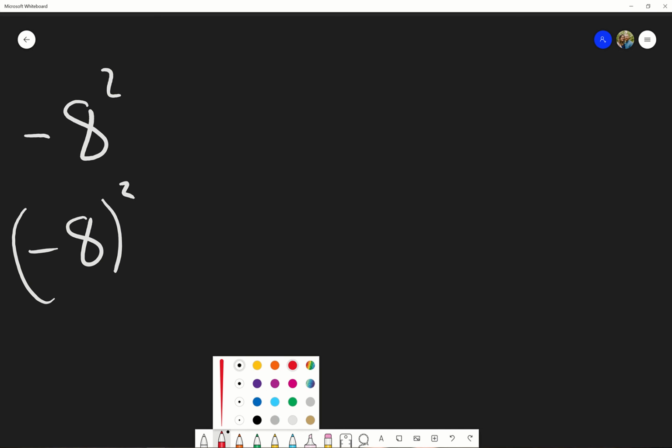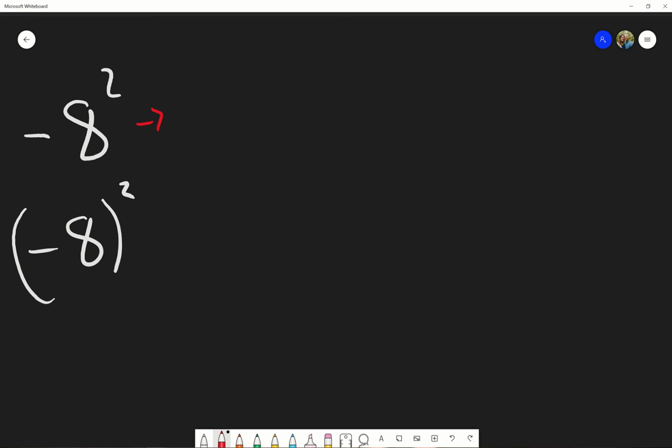So negative 8 squared, this first one. This is the same thing as negative 1 times 8 times 8. Okay, so when there's no parentheses, the answer will always be negative. Okay, if there's no parentheses, the answer will always be negative. Did you write that down? If there is no parentheses, the answers will always be negative. All right, now that we all wrote that down, let's look to this one.